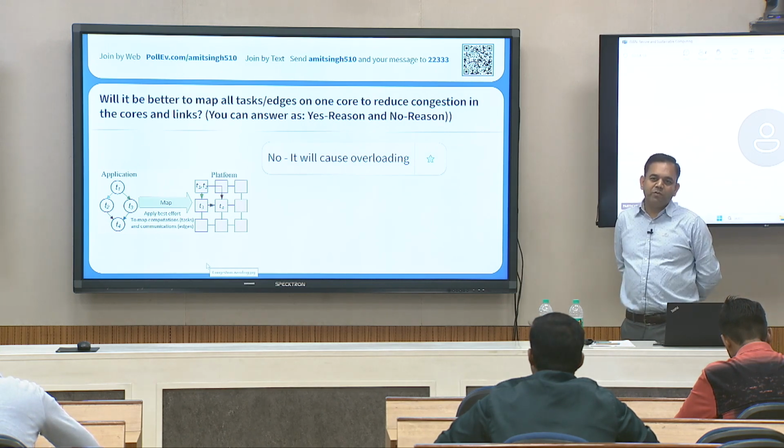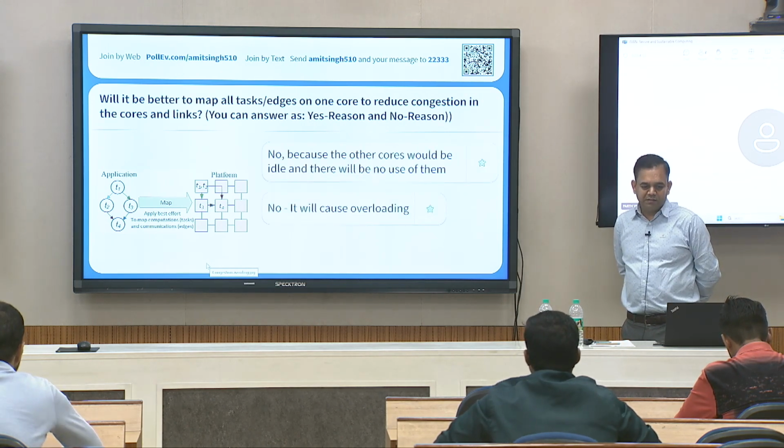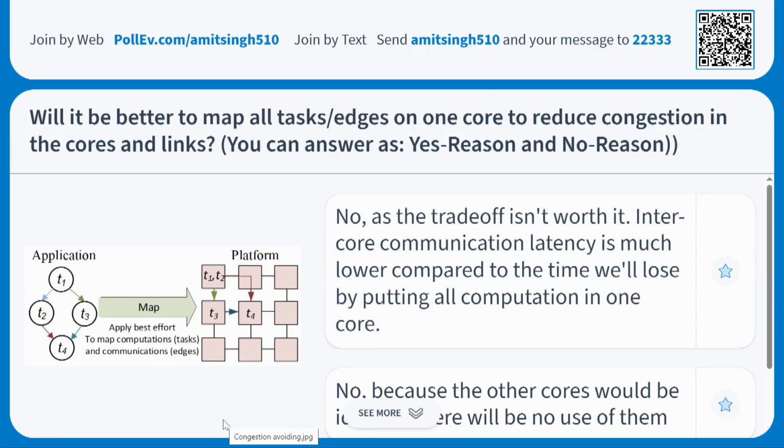Good. So no, it will cause overloading. No, because the other cores will be idle and there will be no use of them. No, as the trade-off is not worth it. Inter-core communication latency is much lower compared to the time you will lose by putting all the computation in one core. Okay, I think most of you are getting it. Remember, if you could put everything on one core, there was no point of multi-core systems. Multi-core came in because then you can distribute and do things faster.